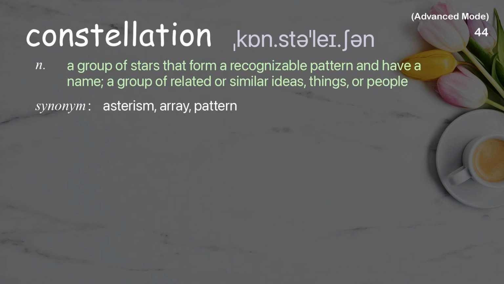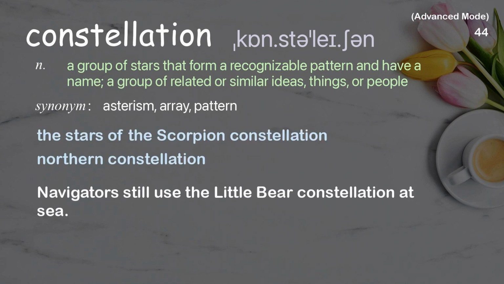Constellation: a group of stars that form a recognizable pattern and have a name, a group of related or similar ideas, things, or people. Examples: the stars of the Scorpion constellation, Northern constellation. Navigators still use the Little Bear constellation at sea.